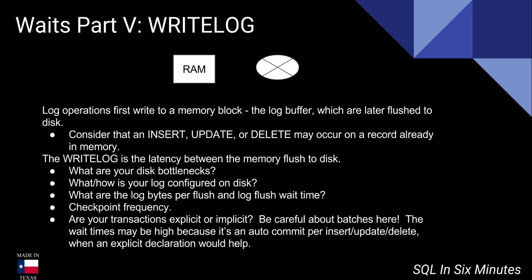So these are just some things to look at. The WRITELOG wait type is one that I've seen in certain environments, and the two most common causes when I'm troubleshooting have to do with how the log is configured on disk. That's a big one. And then usually I'm looking at how the batches are being done, and we'll make some tweaks to those batches.